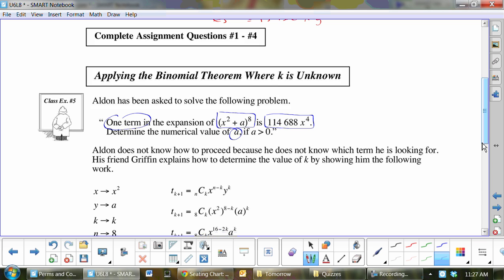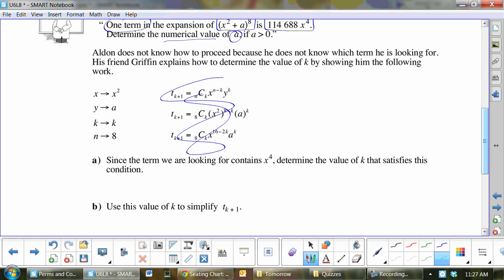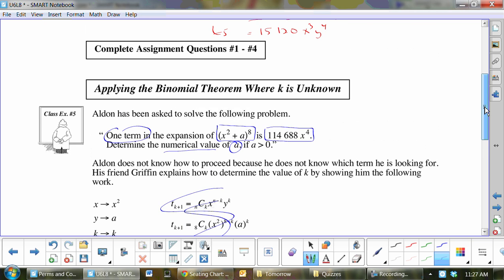Well, a is a numerical value. A is a number in this one. Very good observation. And a has to be greater than 0. So where do you start? Now, ignore all this stuff here, because students do not learn if they just read it through. You have to write what's going on.